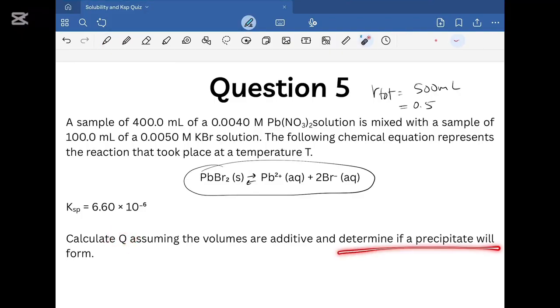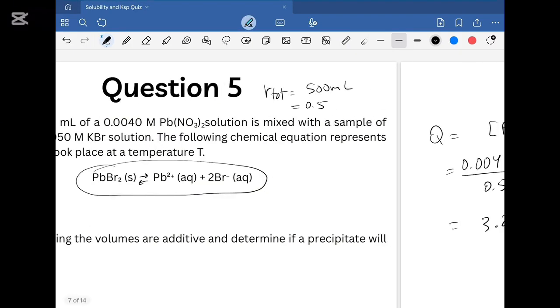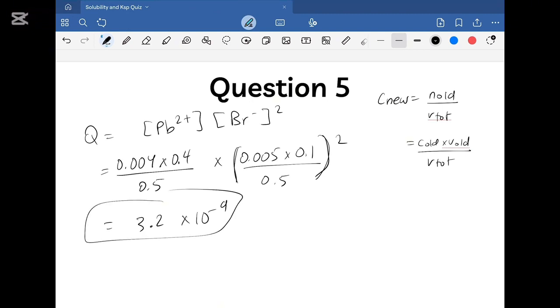Now I need to determine if a precipitate will form. So I need to compare the values of Ksp, which is 6.6 times 10 to the power minus 6, and the value of Q. Now Q is definitely less than Ksp, so no precipitate will form.